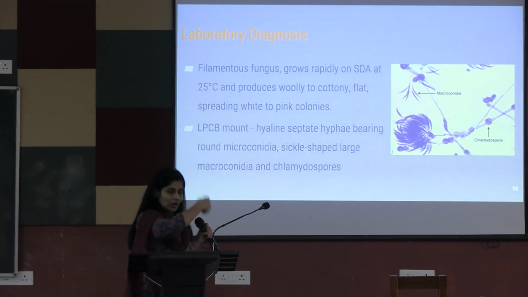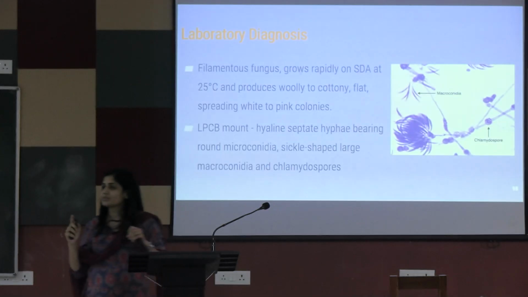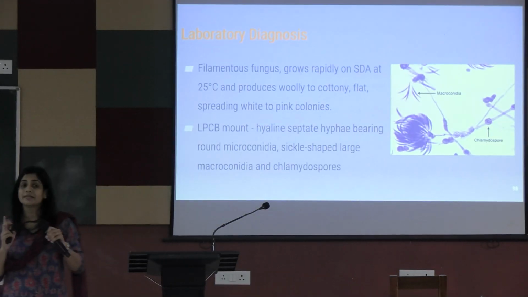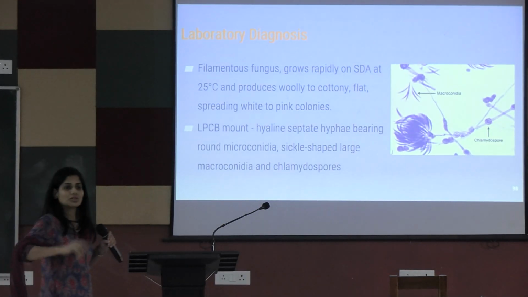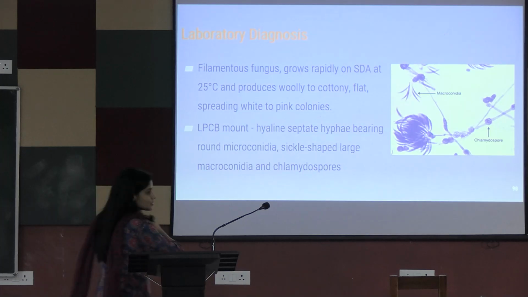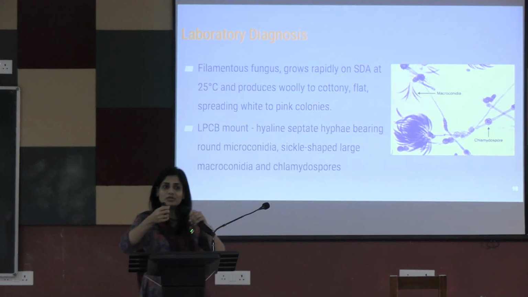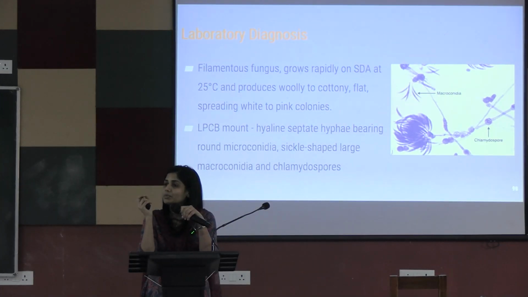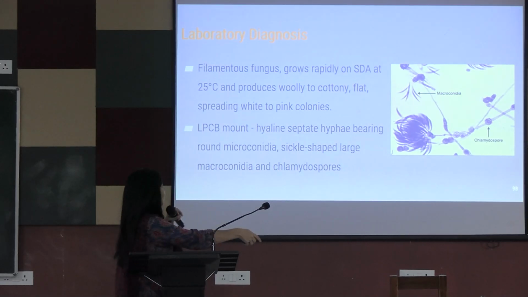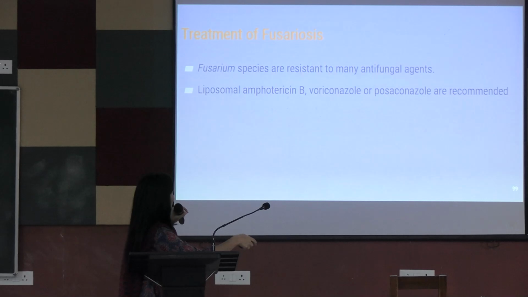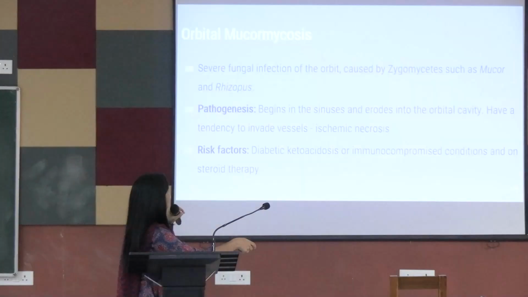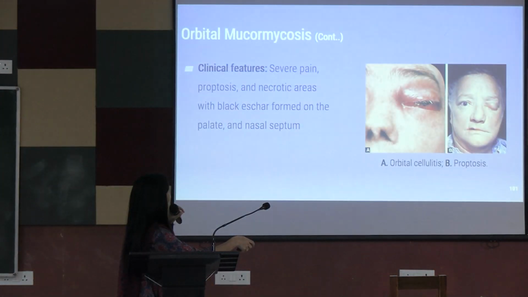Along with this, one more special feature that this fungus has is angioinvasion. Fungi such as Fusarium, Mucor, Rhizopus are capable of invading your blood vessels and spreading into the surrounding area. That is why it is feared the most. Okay. What can you give here? Liposomal amphotericin B and voriconazole.